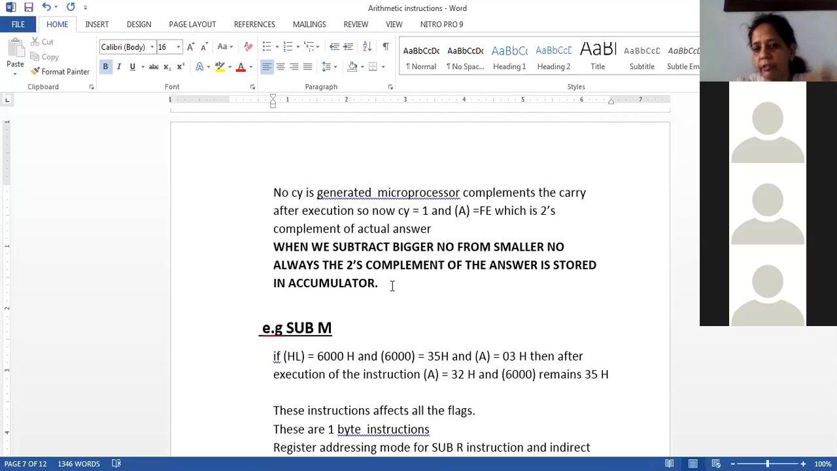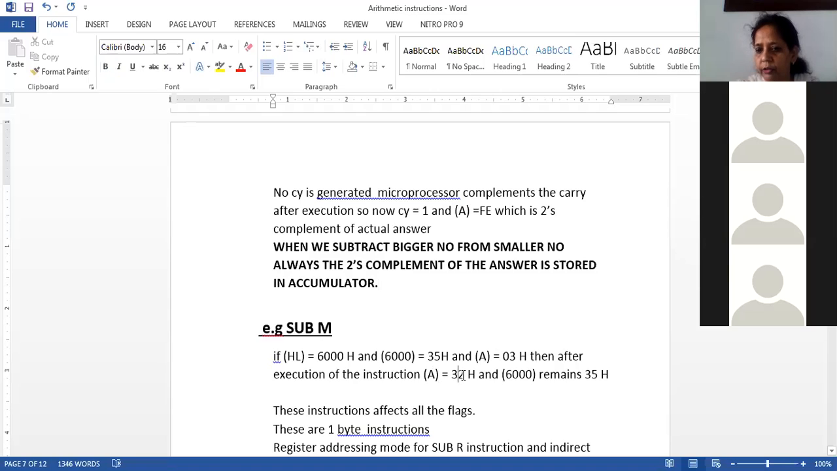Okay, so this is how the subtraction is done. So if it is SUB M, then where should be the data? The data will be in the address which is specified by the HL register pair. The same thing will happen. Whatever is in M, the 2's complement of that value will be taken, and then the answer will be taken.